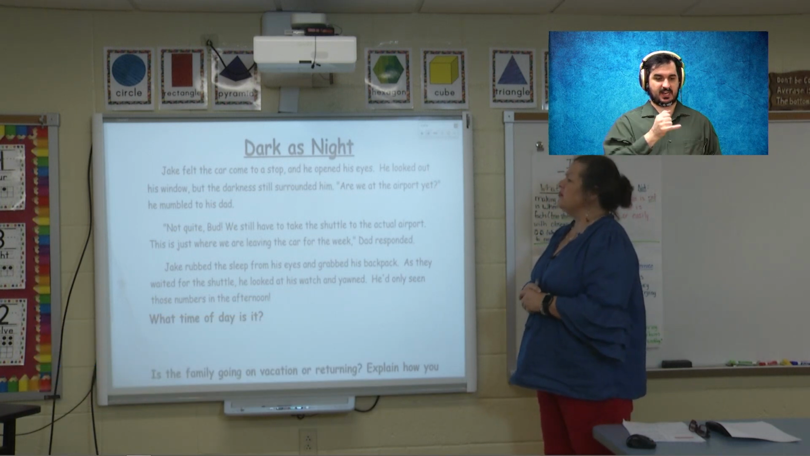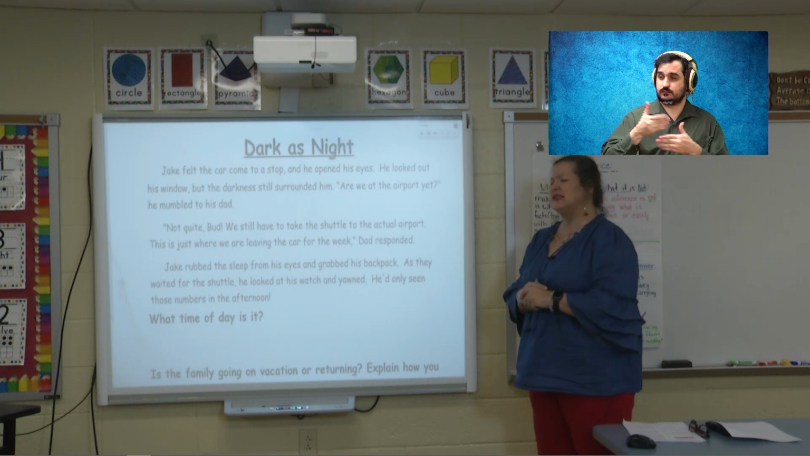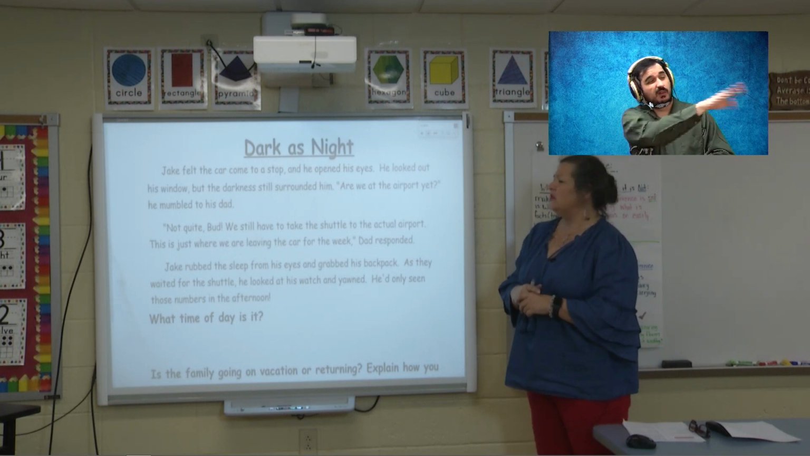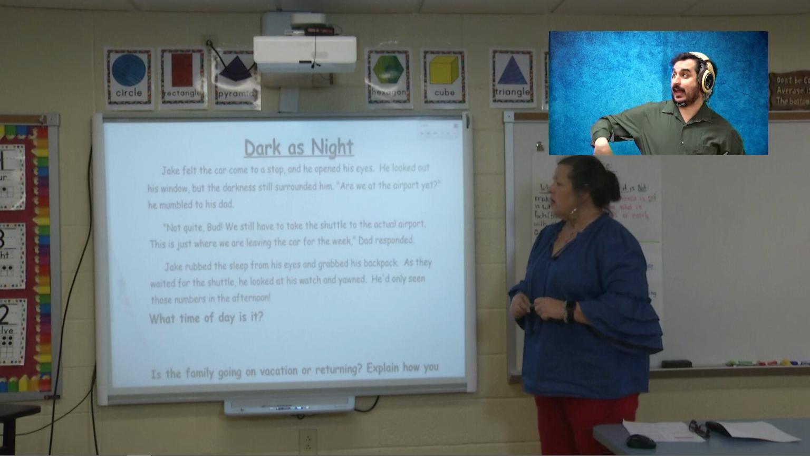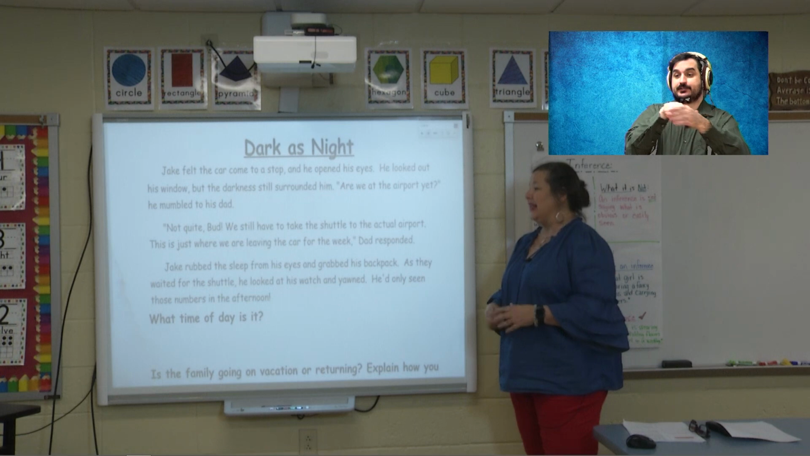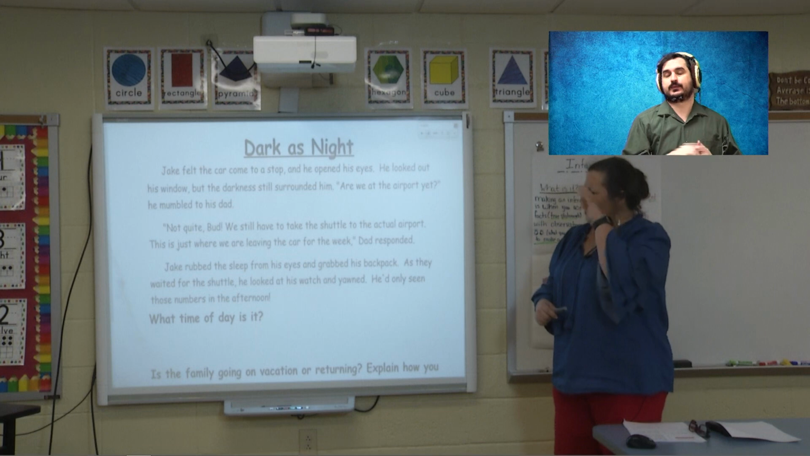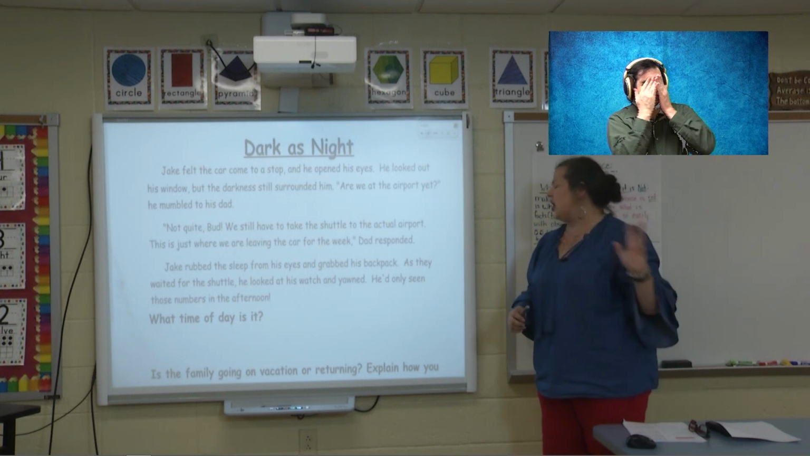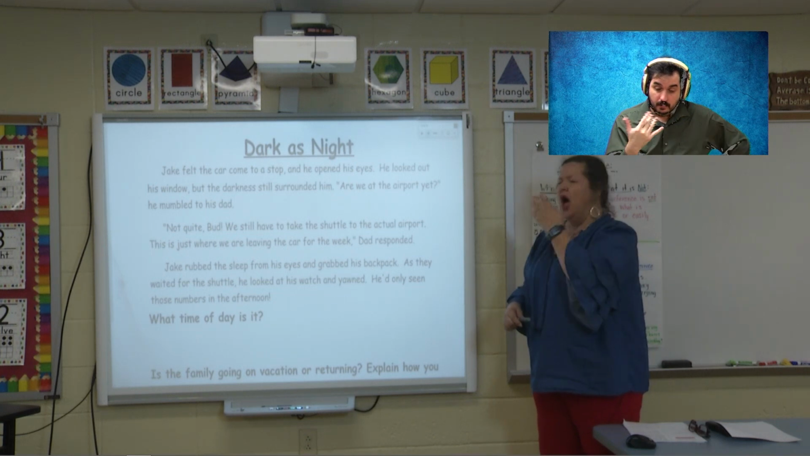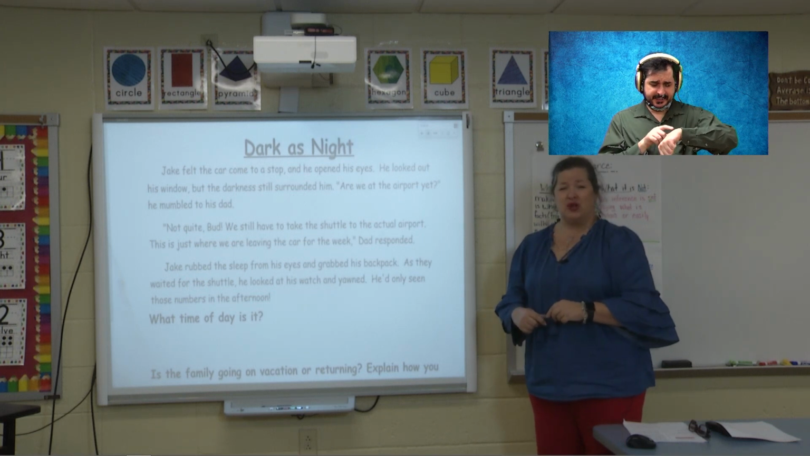Jake felt the car come to a stop, and he opened his eyes. He looked out his window, but the darkness still surrounded him. "Are we at the airport yet?" he mumbled to his dad. "Not quite, bud. We still have to take the shuttle to the actual airport. This is just where we're leaving the car for the week," Dad responded. Jake rubbed the sleep from his eyes and grabbed his backpack. As they waited for the shuttle, he looked at his watch and yawned. He had only seen those numbers in the afternoon.